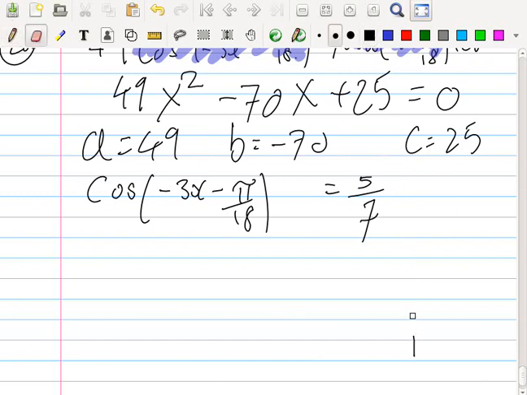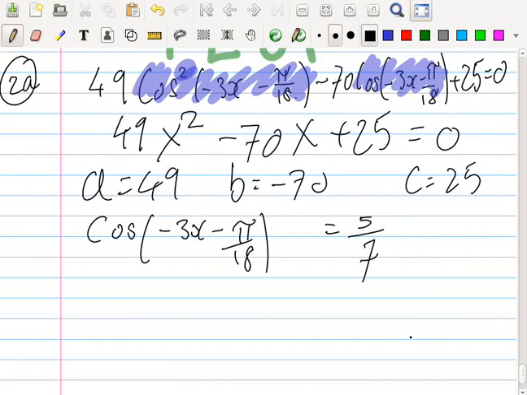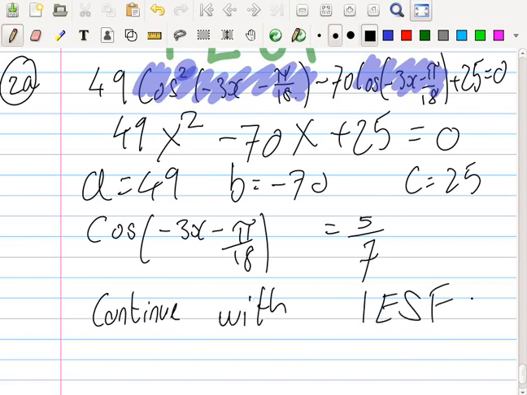So what I'll do for you is just set the problem up. So if you can write that one down, and then continue with IESF. Andy? Is there any difference between minus 3x and 3x? No, there'll still be 6 answers. But there's the possibility that you might have to fix all your angles at the end, which is okay.